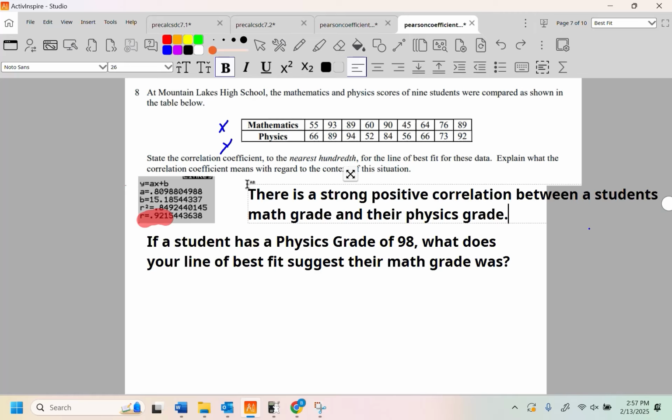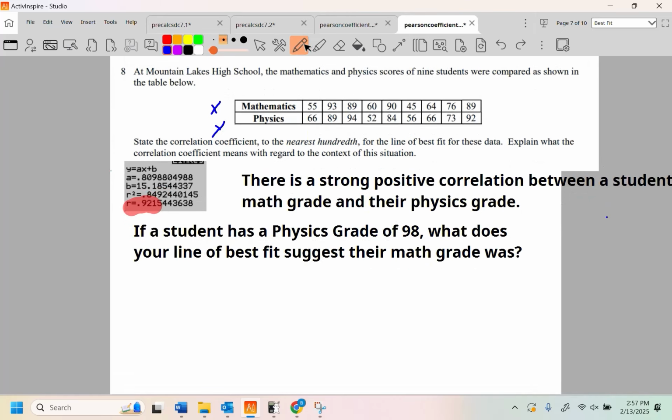Physics is applied mathematics. All right, so if a student has a physics grade of 98, what does your line of best fit suggest their math grade was? So they have a physics grade of 98. Pay attention, this is Y. That's Y. That goes right there. 98 equals 0.8099x plus 15.1854.